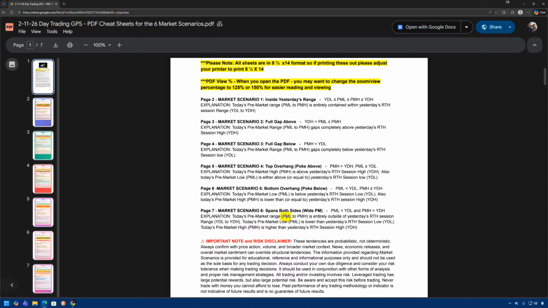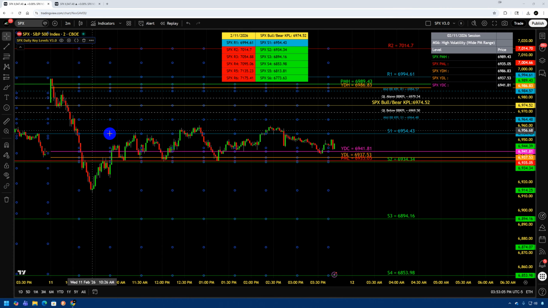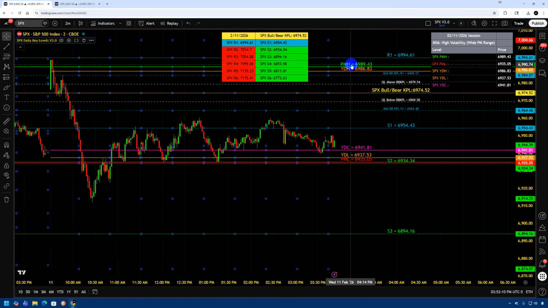Today's pre-market range, the PML to PMH, is entirely outside of yesterday's RTH session range, YDL to YDH. So that means, as an example, if we go back to today's session, which happens to be this market scenario, you will see here that the PMH is above the YDH and the PML is below the YDL. So the entire range of PMH to PML is outside yesterday's high and low of the RTH session.